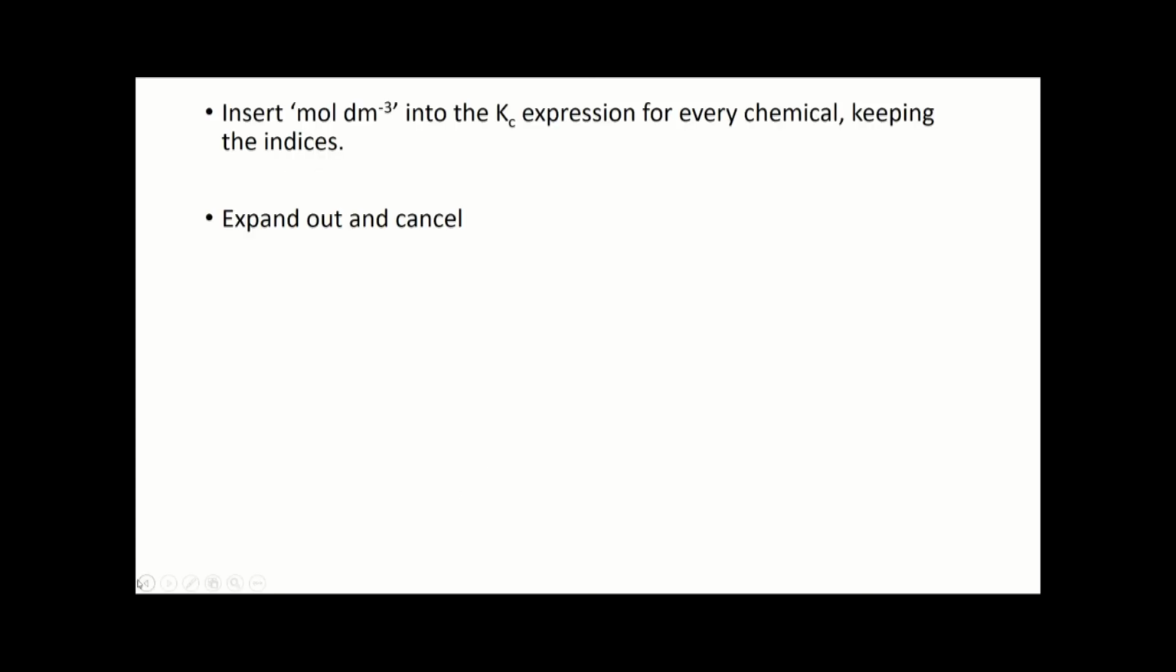So there's really only 2 steps to this. It can be a bit complicated when you first see it, but basically all we're doing is inserting moles per decimeter cubed into the Kc expression. We're substituting that in for every single place that we see a square bracketed chemical, and we're not fiddling around with any of the indices that are already there. So if it's H2 cubed, we're just substituting the H2 for moles per decimeter cubed, and we're keeping the cubed there as well. And then we're going to expand it out and then cancel everything else down, and whatever is left, we're going to report that as the unit.